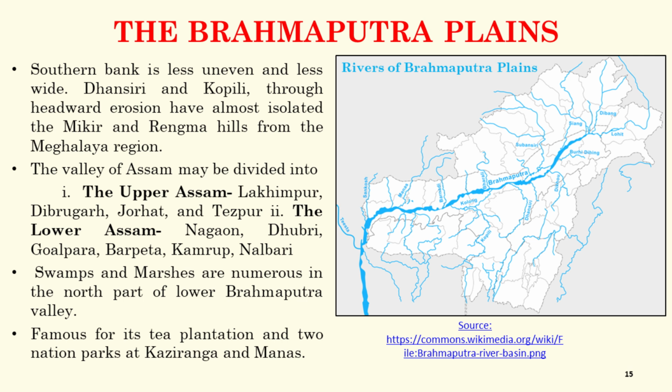The valley of Assam may be divided into Upper Assam and Lower Assam. The districts which cover Upper Assam are Lakhimpur, Dibrugarh, Jorhat and Tezpur, whereas Nagaon, Dhubri, Goalpara, Barpeta, Kamrup, Nalbari constitute the Lower Assam plain. Swamps and marshes are numerous in the north part of the Lower Brahmaputra plain. The plain is very famous for tea plantation and two national parks are here, Kaziranga and Manas.